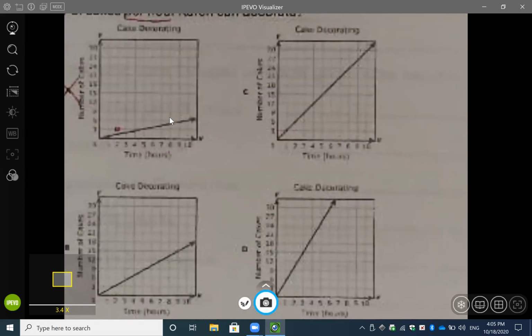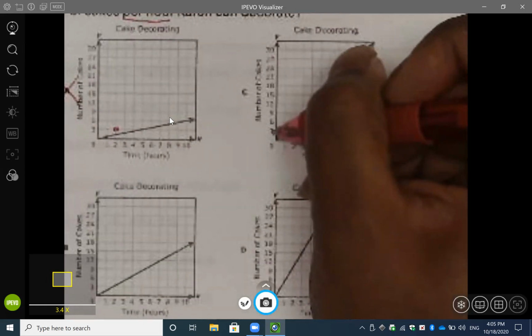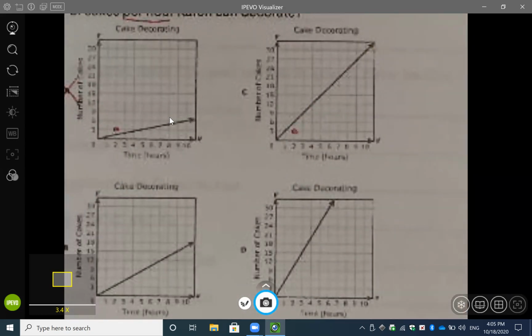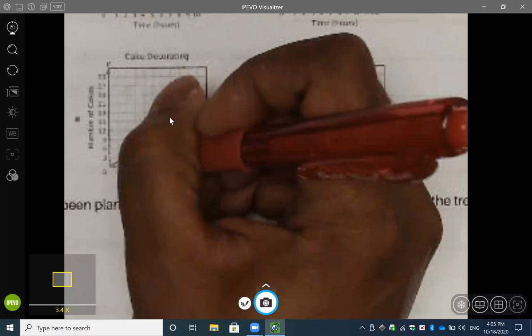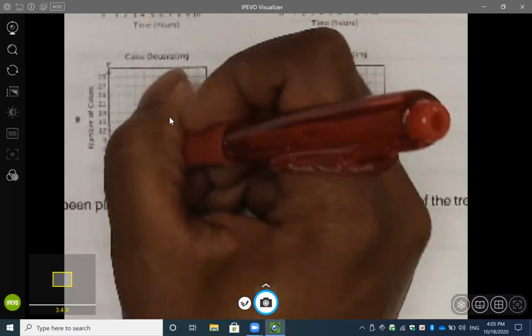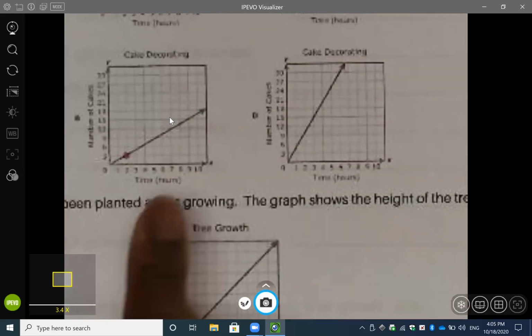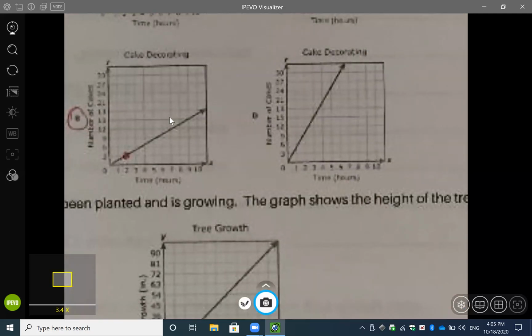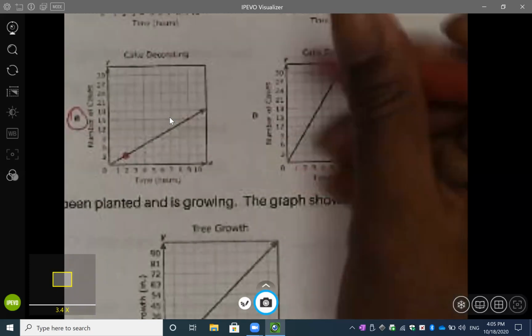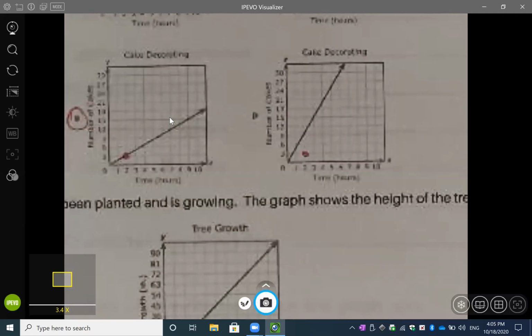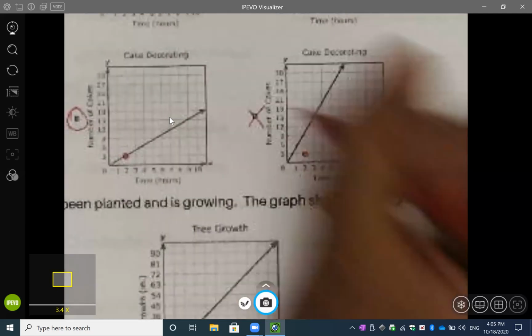I'm going to do the same thing for the next one. I'm going to go to 3 cakes in 2 hours and put a dot, and the line is not near the dot, so it cannot be that one. Again, go to 3 cakes and over to 2 hours. If I put my dot, it is right on the line. So this would be the best answer choice. And I'll do the last one, go to 3 cakes and over to 2 hours. And my dot is nowhere near the line. So that is not an answer choice.